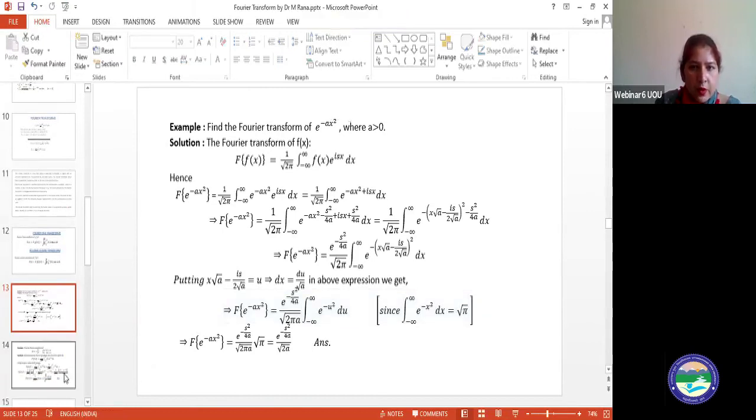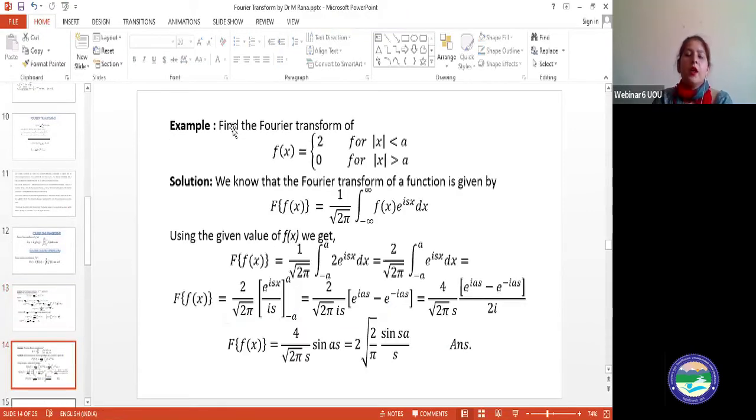So we'll move towards a more difficult type of question. We have to find the Fourier transform of this function: f(x) equal to 2 for mod x less than a and 0 for mod x greater than a.